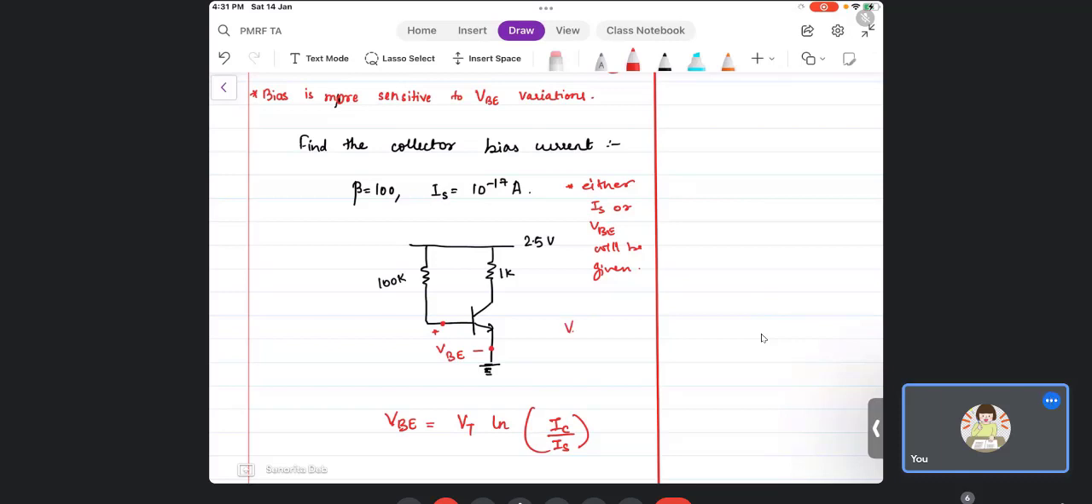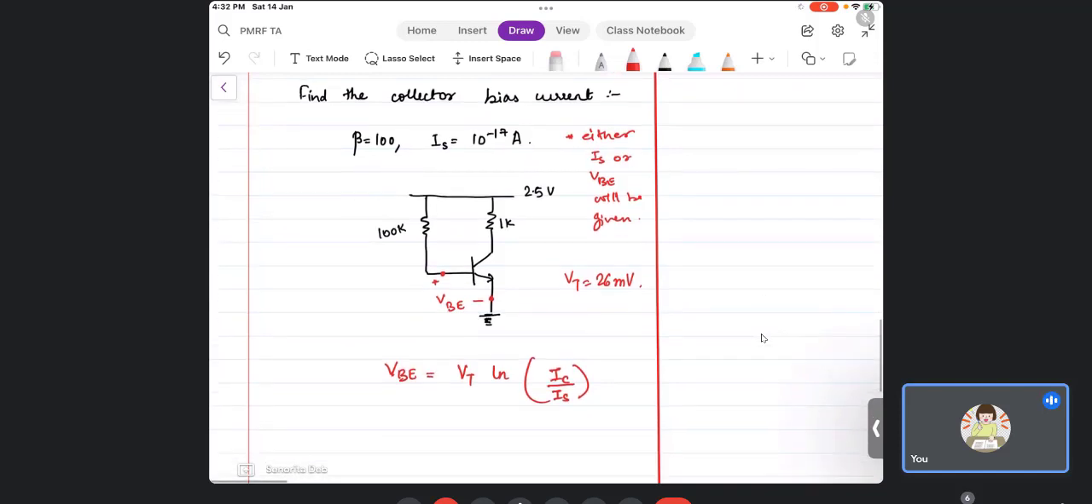And VT you can assume. So VT you take 26 millivolts. Even if it is not given, you can take VT to be 26 millivolts. But you cannot assume VBE. If IS is given, you cannot assume VBE, right? You will have to find it out. So how do you do it? The method to solve this kind of problem is, you first make an assumption.